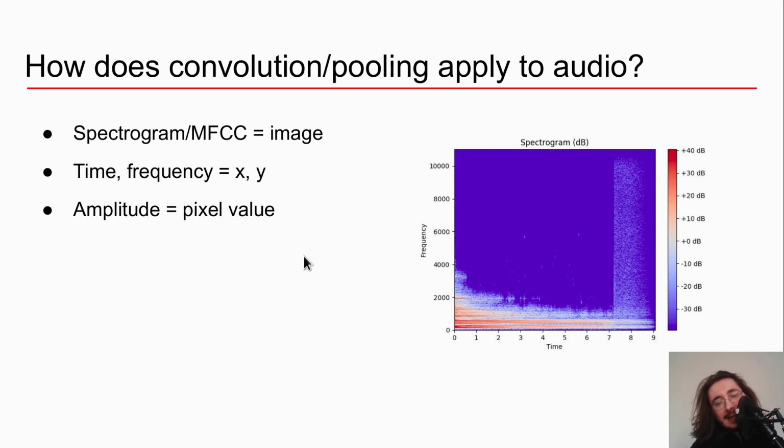So in the case of a spectrogram, for example, the different time bins and the frequencies that we have here can be thought of as the X and Y indexes for the pixels of an image. And the amplitude can be thought of as the value associated with each pixel, right? So in a sense, a spectrogram is a two-dimensional array, which is really comparable to an image.